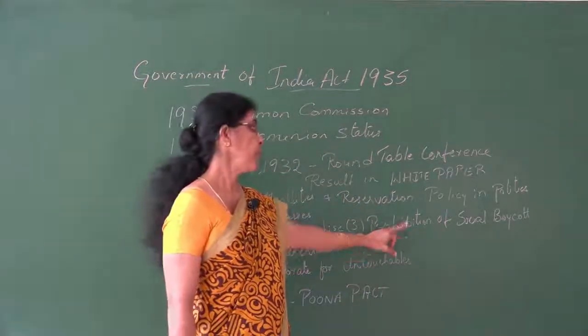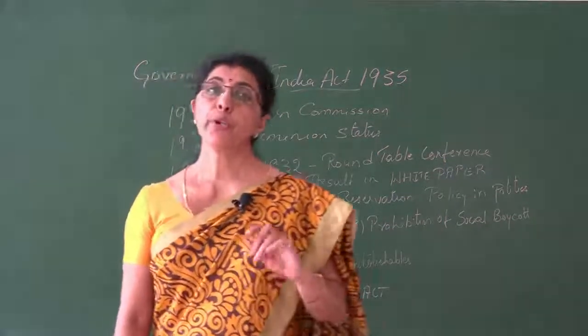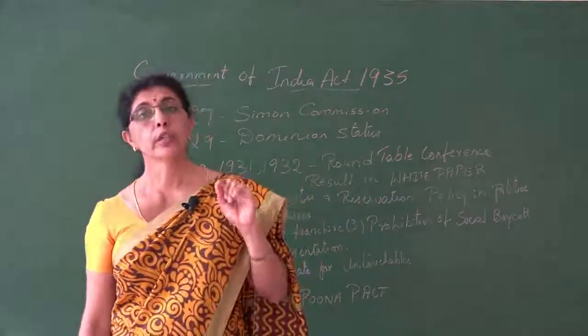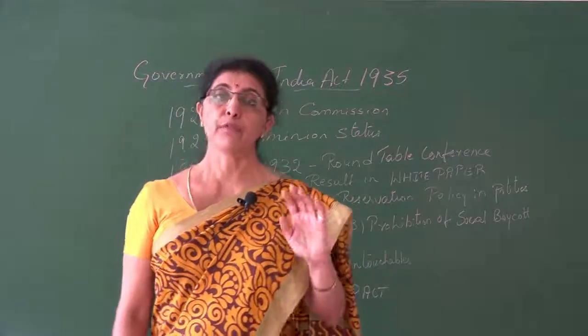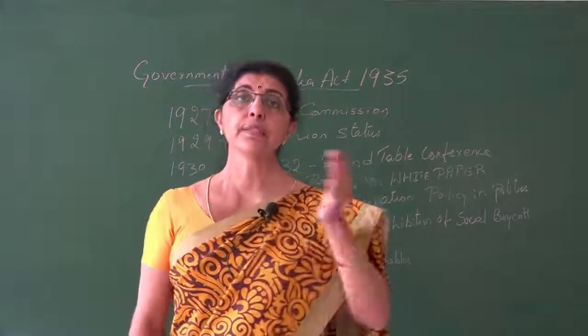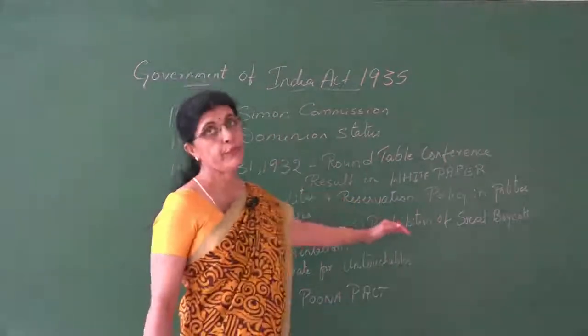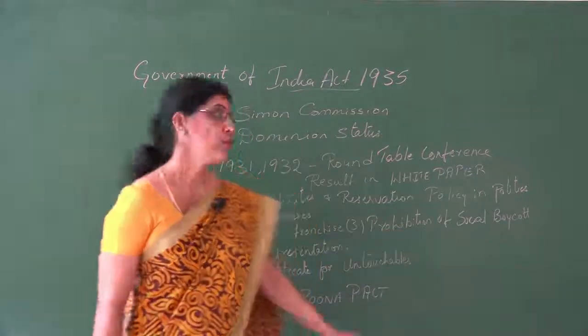Third was prohibition of social boycott. Social boycott means that if a person or a group of persons has been kept aside from a particular group, all the others refuse to meet them, keep them outside, and boycott them from their social activities. That had to be stopped.